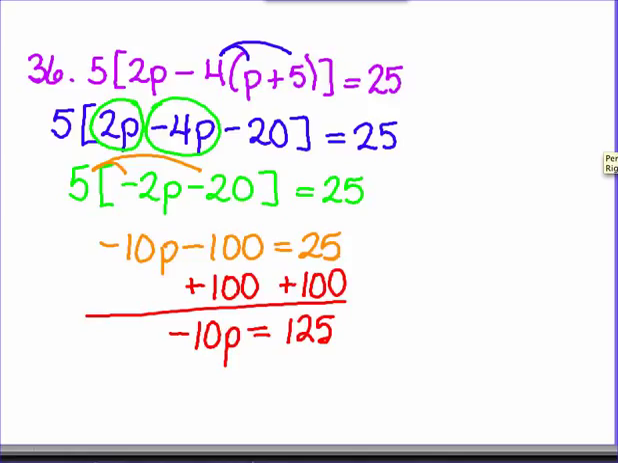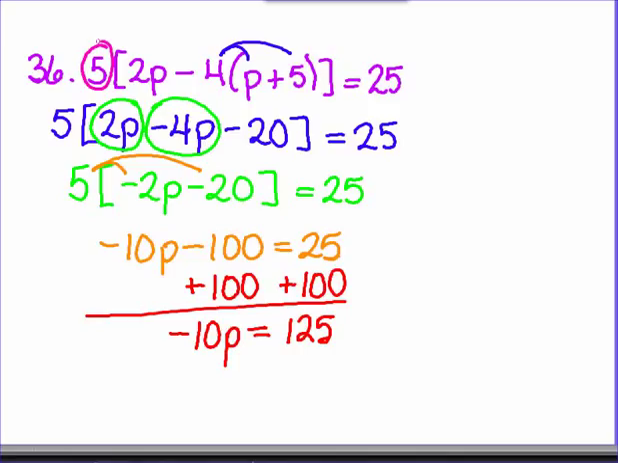Why didn't you make that -10p earlier? Okay, we aren't going to distribute the 5 till we get down here to the green, till we've simplified everything inside the parentheses. You don't want to distribute this 5 right here until everything in the brackets is simplified down and all like terms are combined.